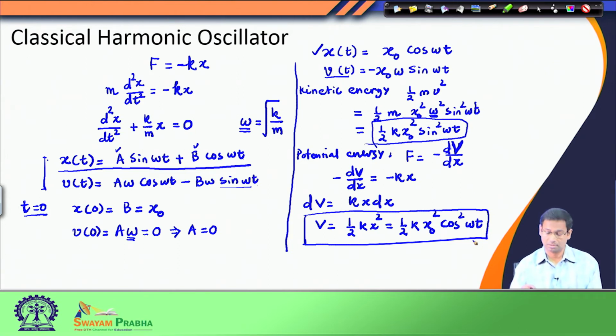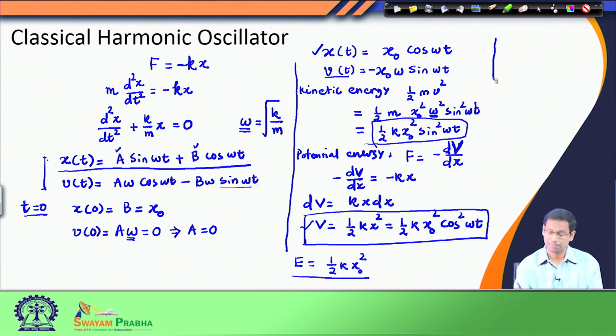So, the total energy E will be the sum of the kinetic energy plus the potential energy. You see that this comes out to be half k x 0 square. Now, this energy is independent of time. So, what do I see? That the potential energy and the kinetic energy will be oscillatory functions, but the sum of the energy is going to be constant.